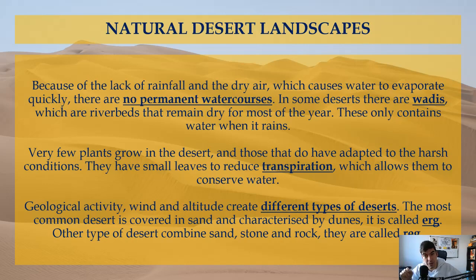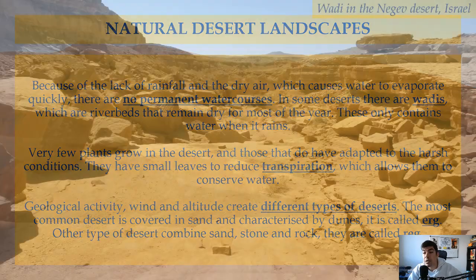And we have different types of desert. The most common one is the one covered in sand and characterized by dunes, which is called erg. The other type of desert combines sand, stone, and rock. It's a rocky desert, which is called reg. These are Arab words.